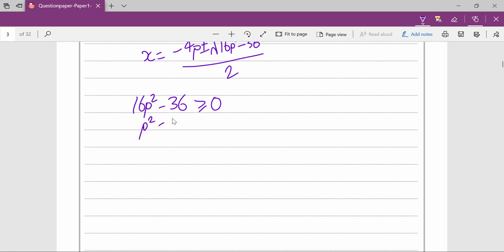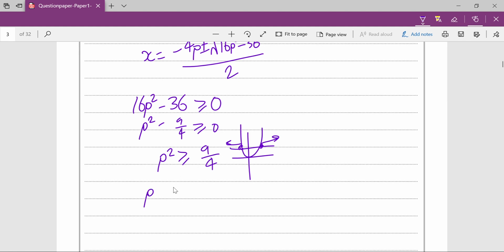p squared minus, well, 36 divided by 16 would cancel out to 9 over 4. p squared minus 9 over 4 must be greater than or equal to 0, or in this case, p squared must be greater than or equal to 9 over 4. And of course, 9 over 4 looks like 3 over 2 squared, so if you quickly sketch out the quadratic graph, p squared will look like this, where this is p and this is p squared, then must be greater than or equal to 9 over 4. So we know that's going to be in these directions.